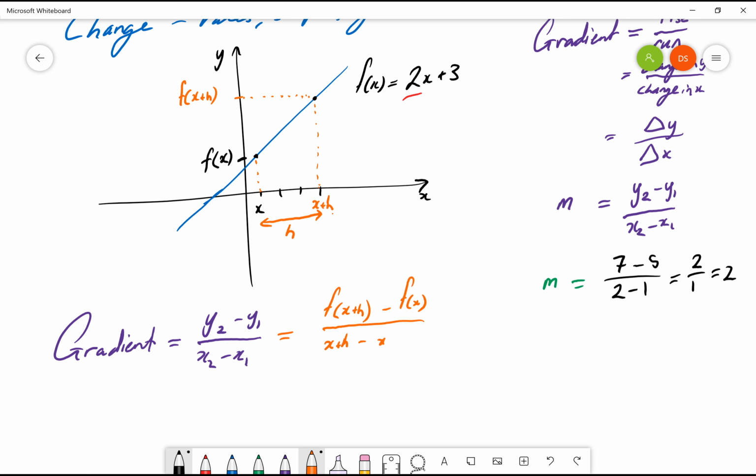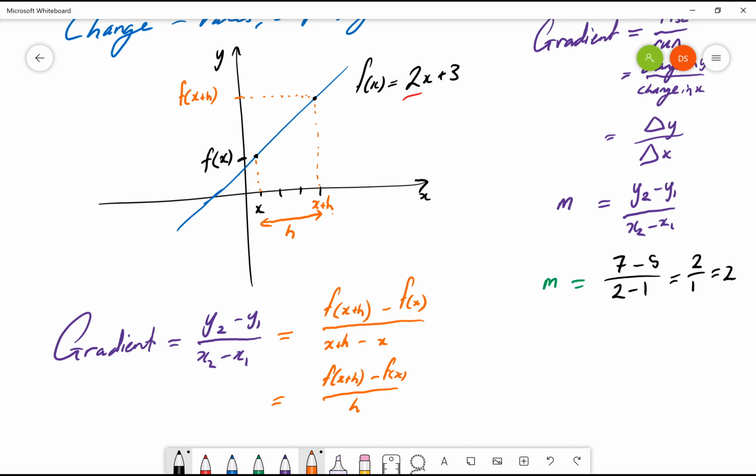minus x. Can we simplify the bottom for a little bit? Do you notice that the distance between the bottom is just h? So I've got f of x plus h minus f of x all over h. And this, thank you, Jackson. Yes, that's where the h comes from. It's just a distance. It's a small distance.